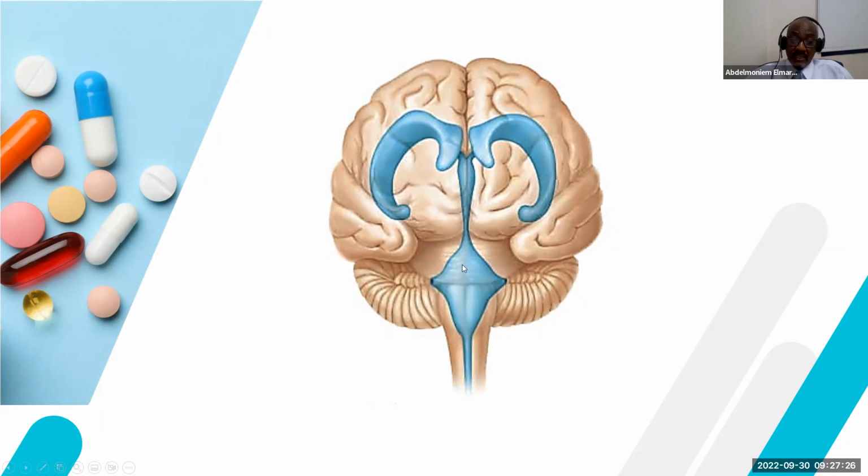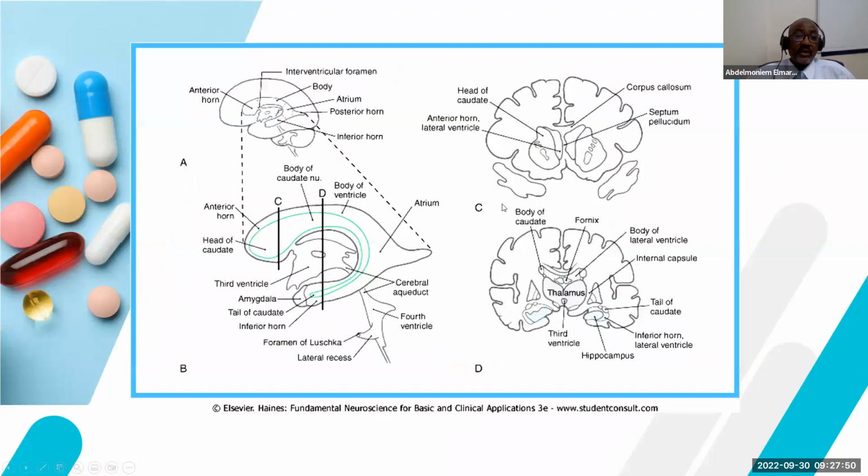Then I forgot to mention the cerebrospinal fluid continues into the central canal of the spinal medulla, and then the spinal cord. And even the cerebrospinal fluid found around the spinal cord does not come from the central canal, it comes from the fourth ventricle through the foramen of Luschka and foramen of Magendie.